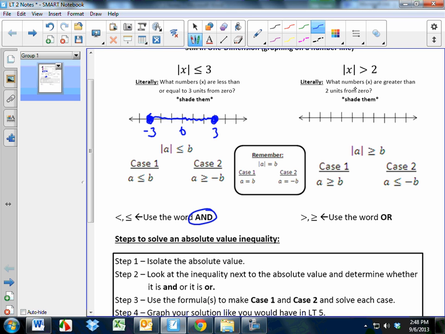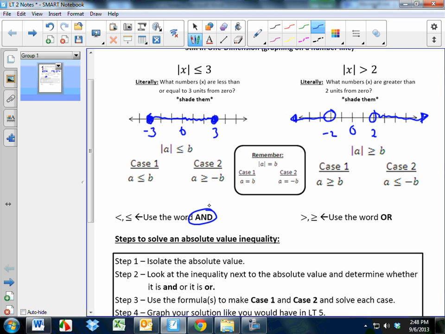But let's think about the definition of the absolute value of x greater than 2. It's literally saying what numbers x are greater than 2 units from 0. So if we had 0 on the number line, we wouldn't shade anything until we get to 2. And then we would start shading numbers greater than 2 units away from 0. We would also not shade on the left side of 0 until we get to negative 2. And then we would start shading to the left forever. Because it says greater than 2 units from 0, we wouldn't actually count the 2. So we put an open circle at 2, and we put an open circle at negative 2.